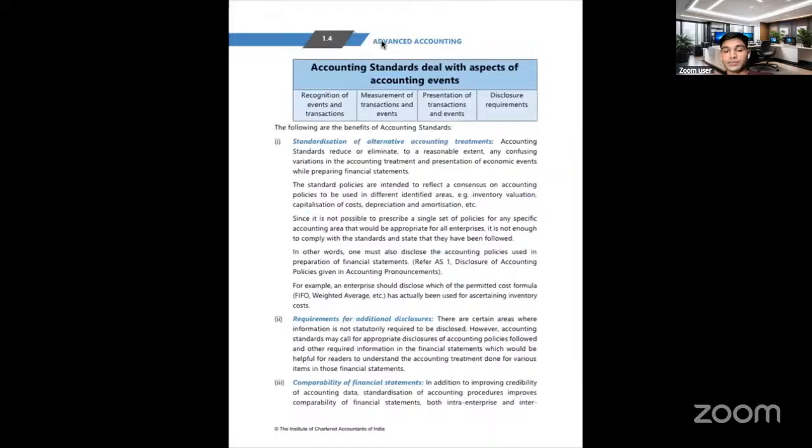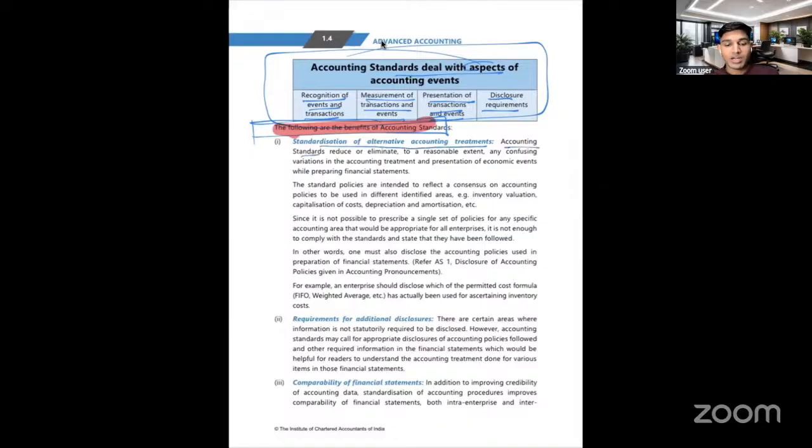Now we have seen accounting standards deal with these aspects of accounting events. These are recognition of events and transactions, measurement of transactions and events, then presentation of transactions and events, and disclosure requirement. Okay. Now we will see the benefits of accounting standards. First, standardization of alternative accounting treatments.